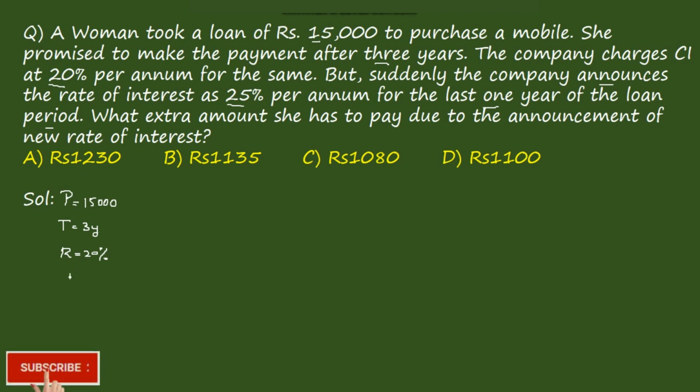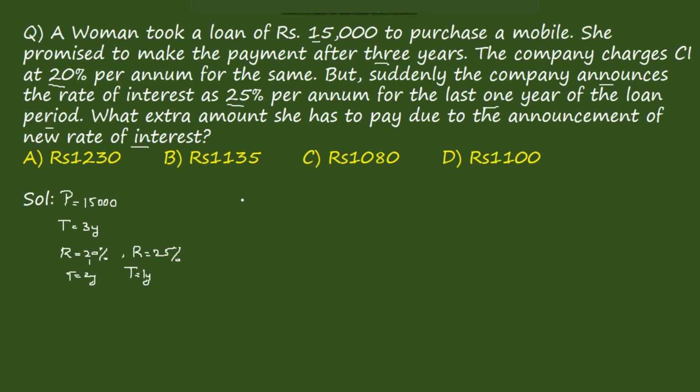So for 2 years it will be 20%. For the last 1 year, the rate has been changed to 25 percent. They are saying, right? Again, they are saying what extra amount she has to pay due to the announcement of the new rate of interest, right? As the rate is changing, the amount payment will also be changing. How much extra amount she has to pay? We have to find it out, right?